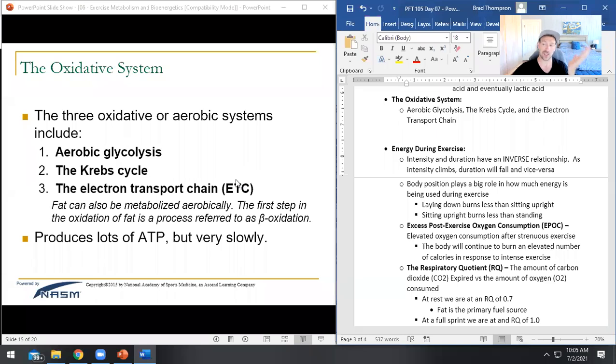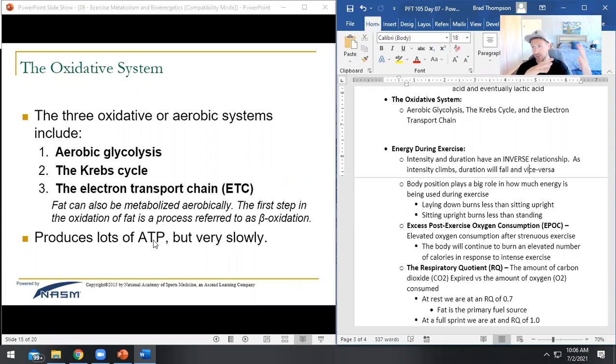But it took forever to get to this process. We have to wait for glycolysis to finish. We have to wait for the Krebs cycle to finish. Then we can do the electron transport chain. So this produces a lot of ATP, but it produces it very, very slowly. So that's why it's very good for sustained energy, right?